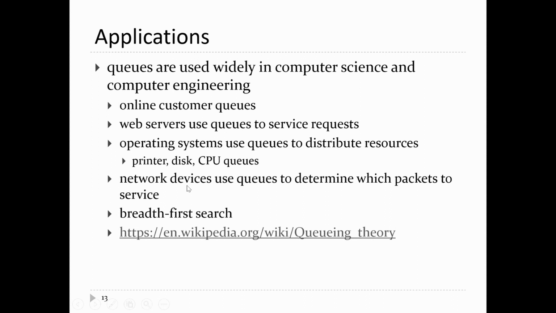Network devices use queues to determine which packets to service. So on your router, there's a queue that determines which network requests get highest priority. If you're trying to stream video, then typically those packets that represent the video content get higher priority. That's to prevent choppy video from happening.